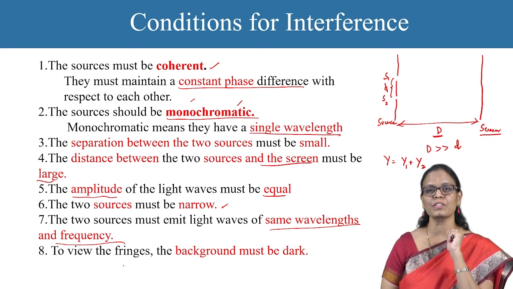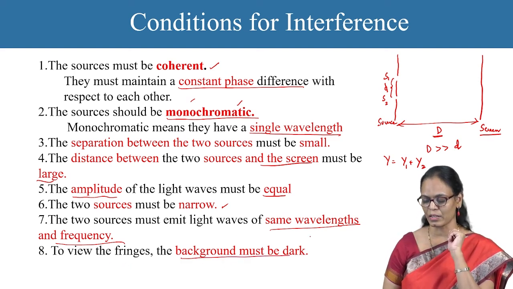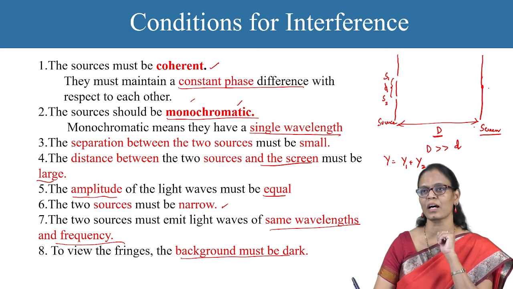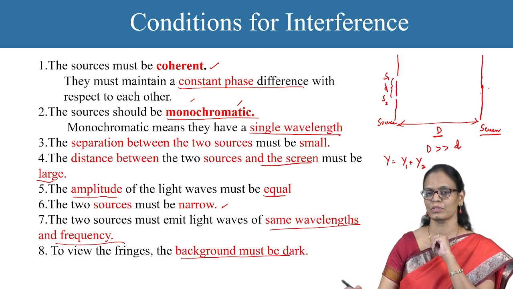Then to view the fringes, the background must be dark. Whenever we are talking about a bright fringe here followed by a dark fringe, bright fringe and so on, you have alternate bright and dark fringes. But if you have to see these fringes clearly, you should have a dark background.